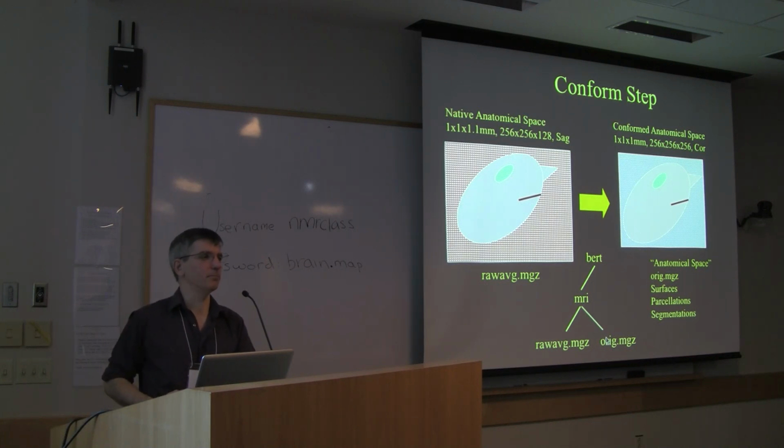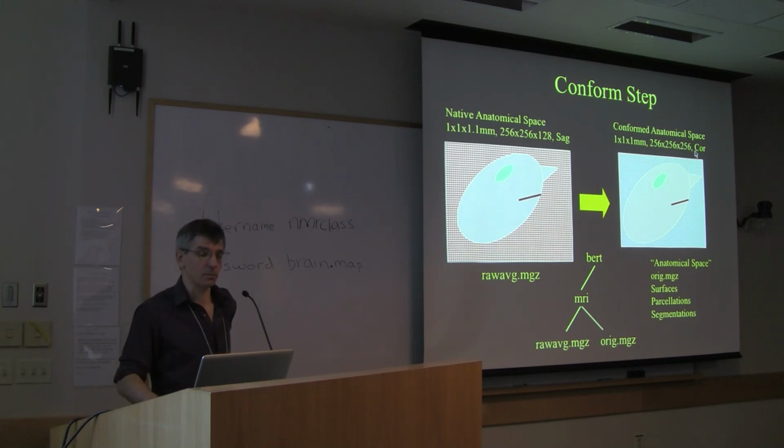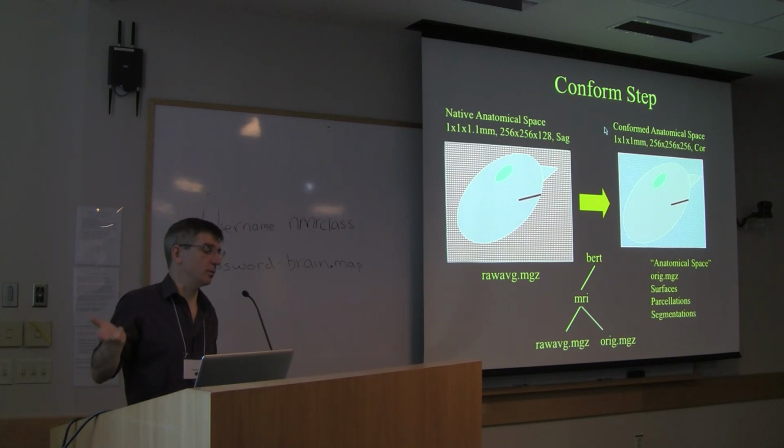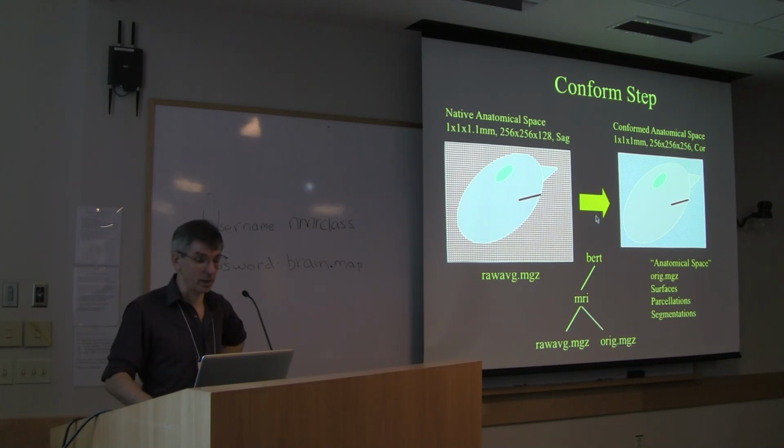But that's a little bit of a historical fluke as well. So orig is really just the initial conformed image at this point. So we refer to this as the anatomical space or the conformed space. And everything that FreeSurfer produces is going to be in this particular space. So all the surfaces, all of the automatic segmentations are going to be in this conformed space. So we have a native anatomical space and we have the conformed space or the FreeSurfer space or the anatomical space. And it's pretty easy to go back and forth between those two.